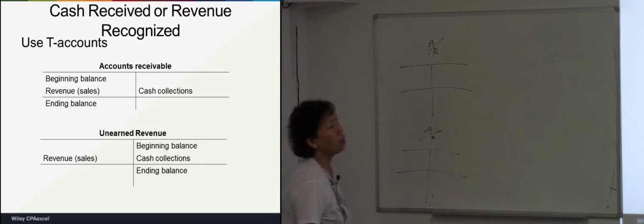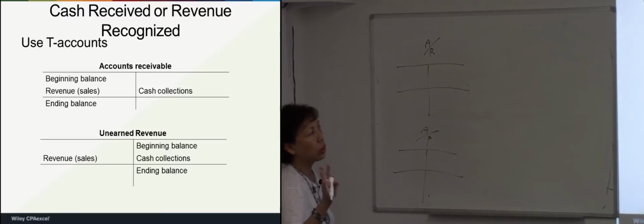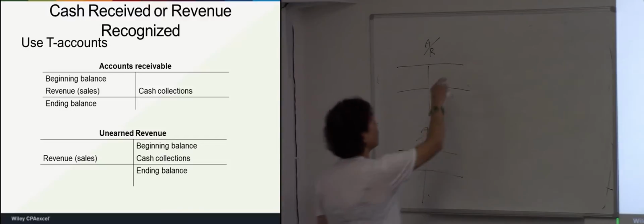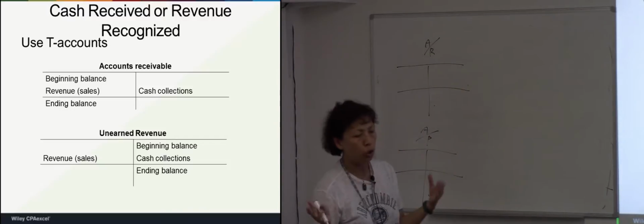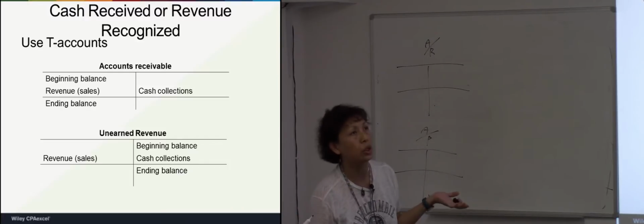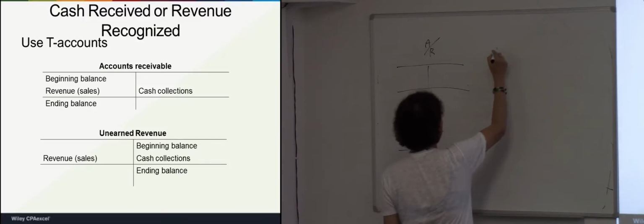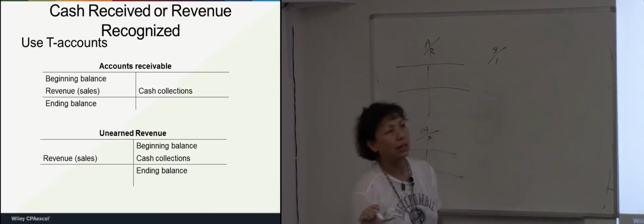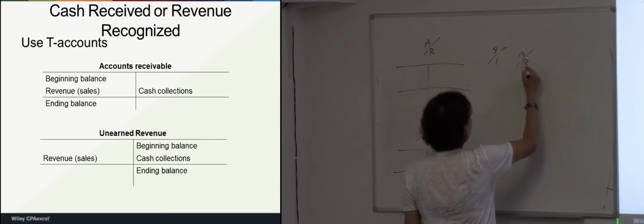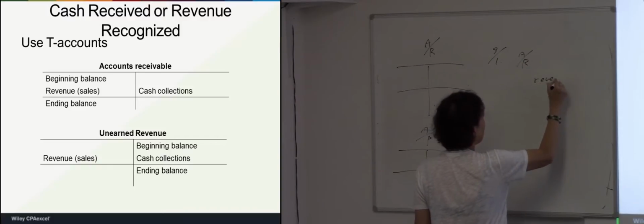Before I show you the question, I'd like to show you how we do the T account posting for each of the 4 accounts. For accounts receivable, assuming the company has a sales transaction on September 1st, and the sales amount is 20,000, then we would debit accounts receivable and credit revenue for 20,000.